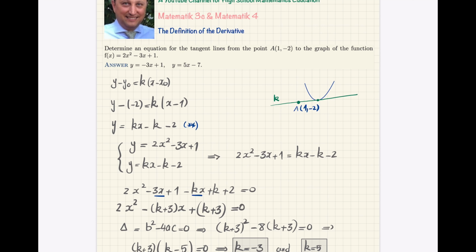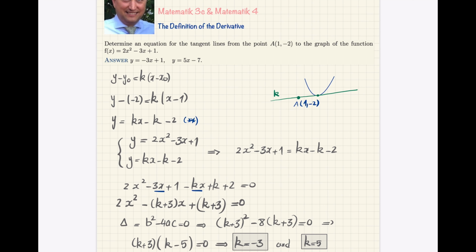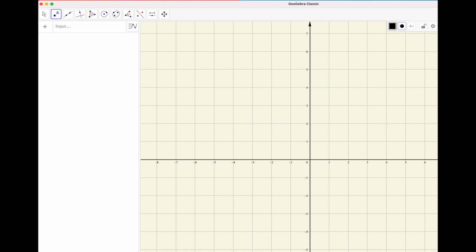Okay, so what I want to do is draw the graph of this function, highlight this point, and draw the graph of these lines to see that what we have done is perfectly correct. Okay, so we go to GeoGebra. Here I just type the function, which is 2x to the power of 2, then minus 3x plus 1. So what you see is the parabola here.